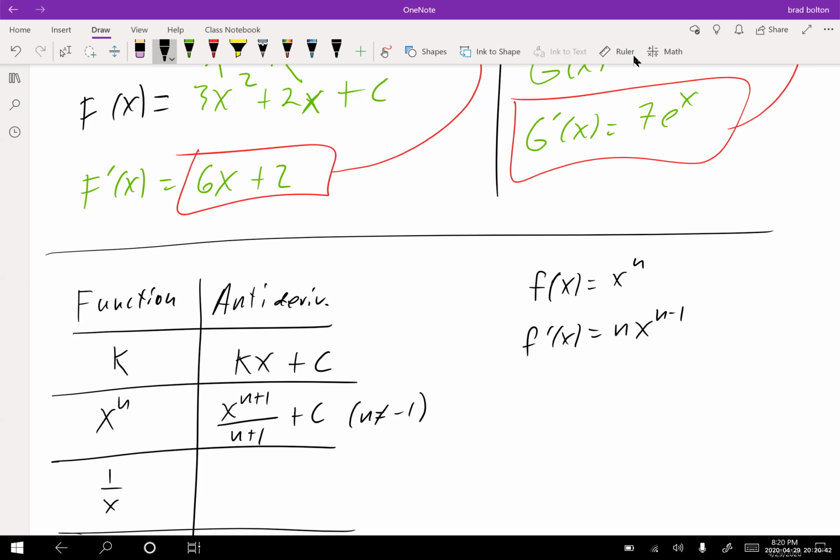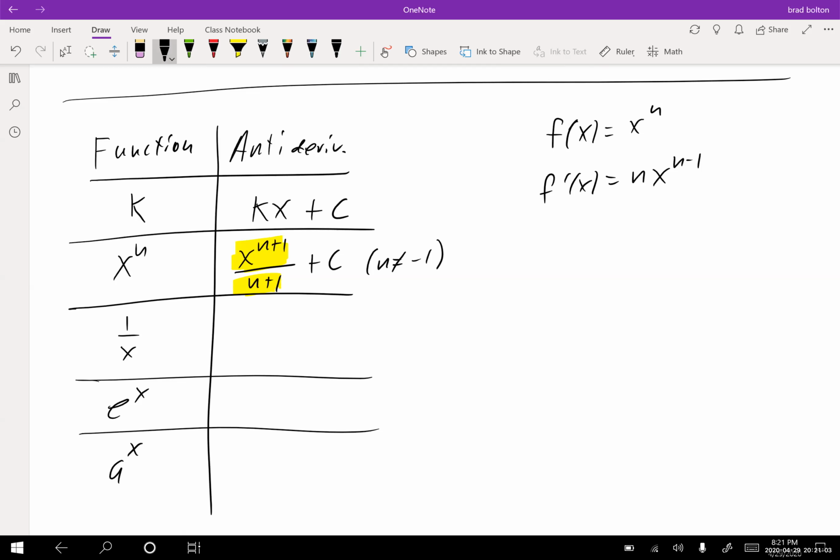So the antiderivative is the inverse operation of that. So instead of multiplying, we're going to divide, and instead of subtracting 1, we're going to add 1. So that's where this comes from. They added 1 to the power, and then whatever that power is, they divided by it to undo the derivative, okay?